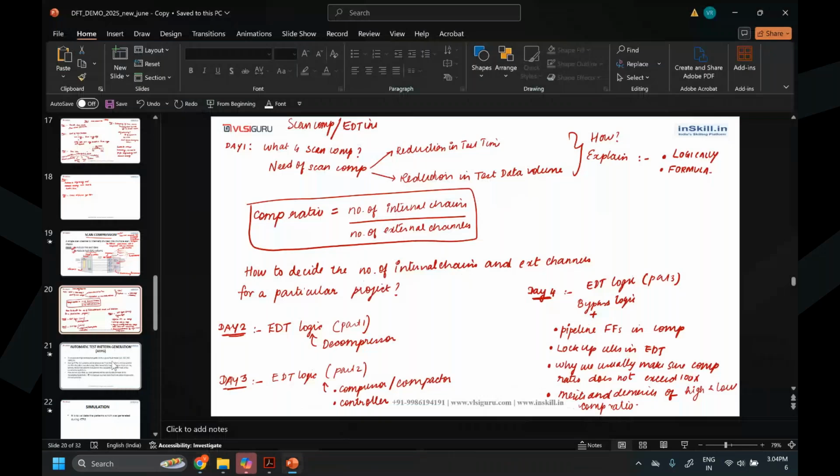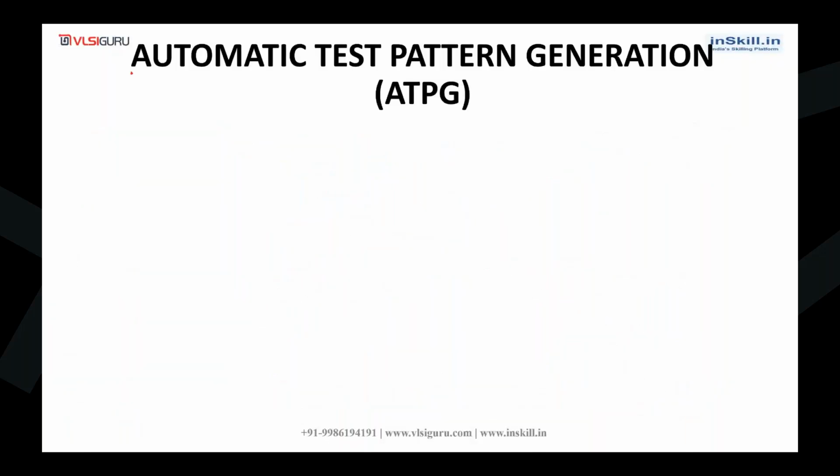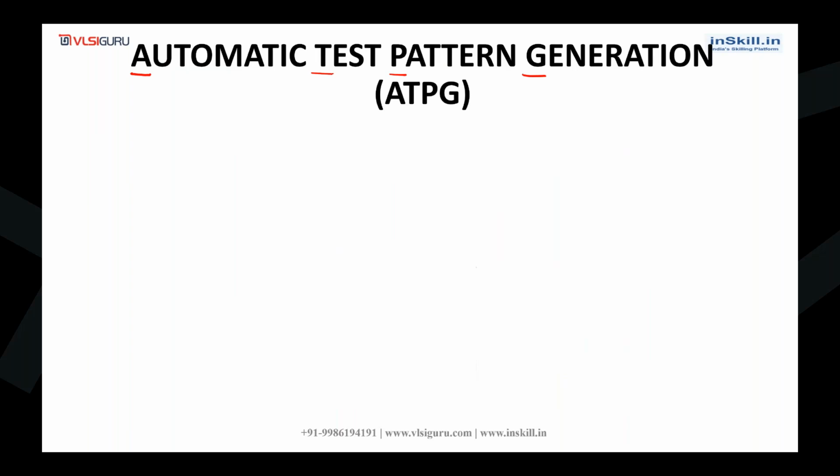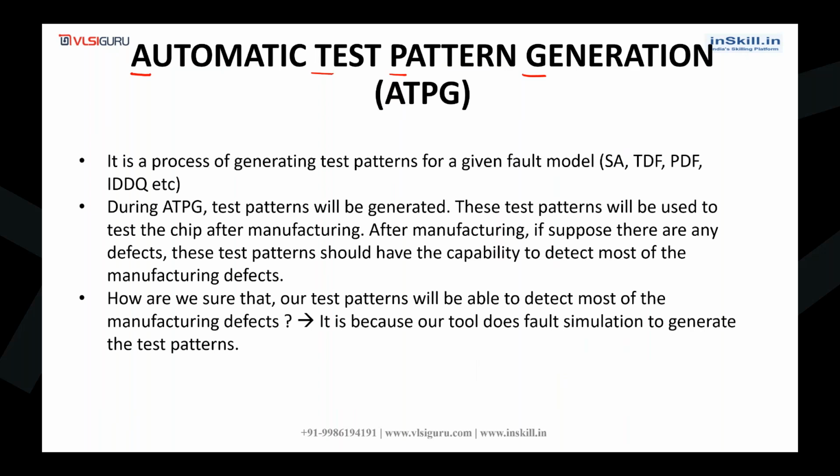So the next topic is ATPG. The full form of ATPG is automatic test pattern generation. As its name suggests, it is a process of generating test patterns for a given fault model. There will be various fault models like stuck at fault model, TDF, PDF, IDDQ. ATPG is a process of generating test patterns for a given fault model.